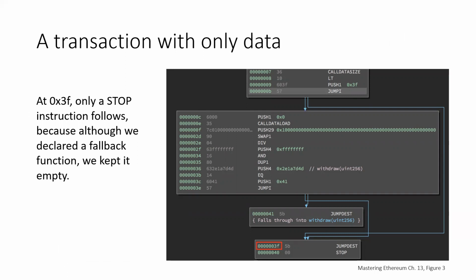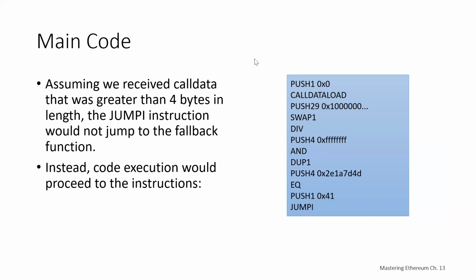So now at the fallback function, we kept that fallback function pretty much empty. All we have in here is a stop instruction because it's an empty function. Now, assuming we receive some call data that was greater than 4 bytes in length, the jump instruction would not jump to the fallback function.